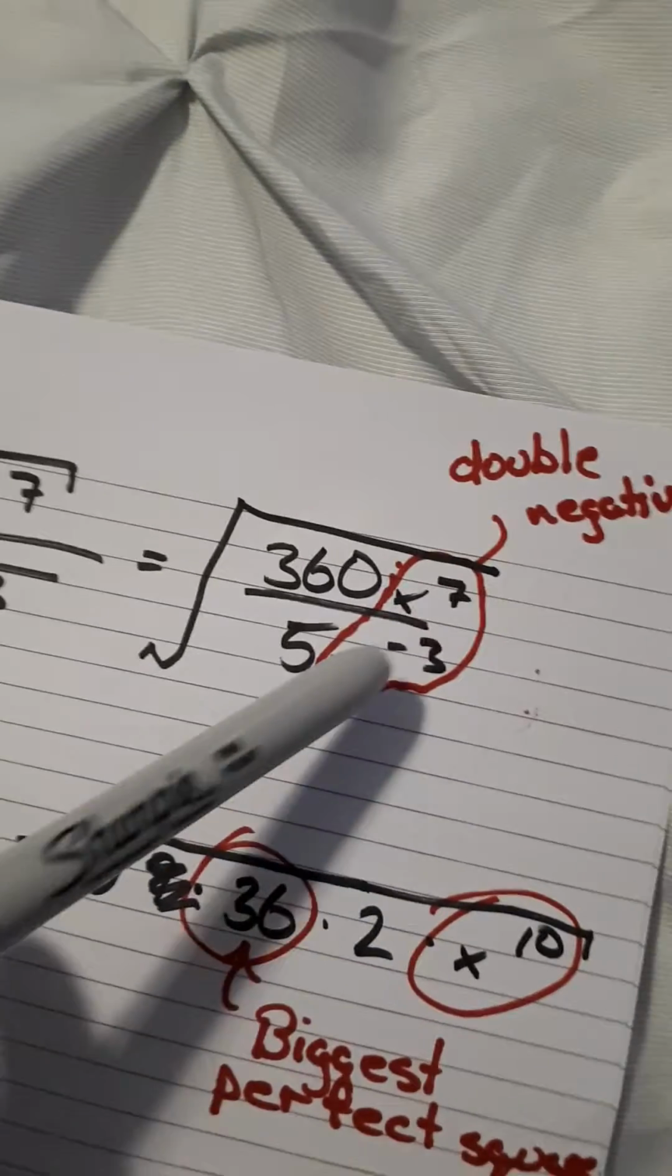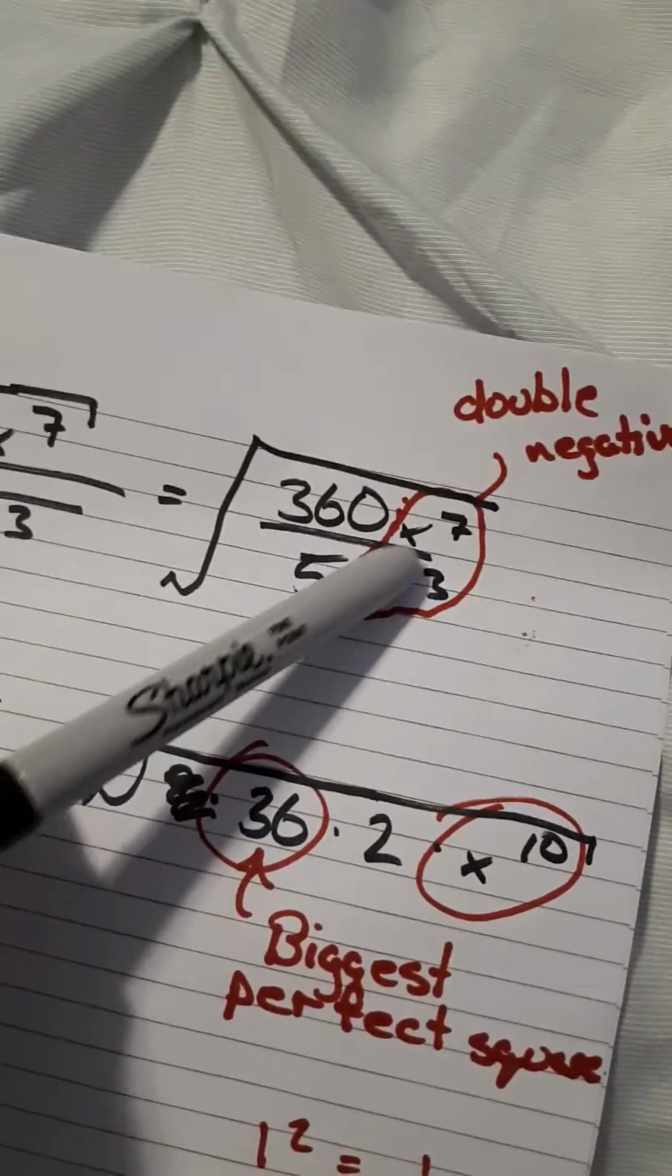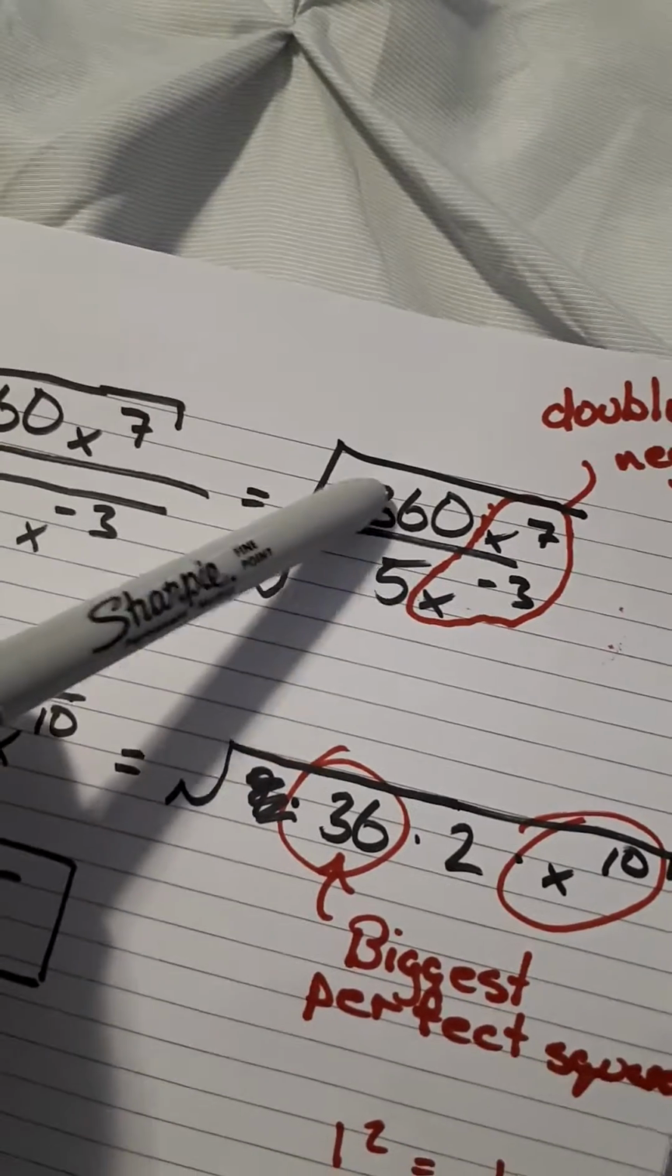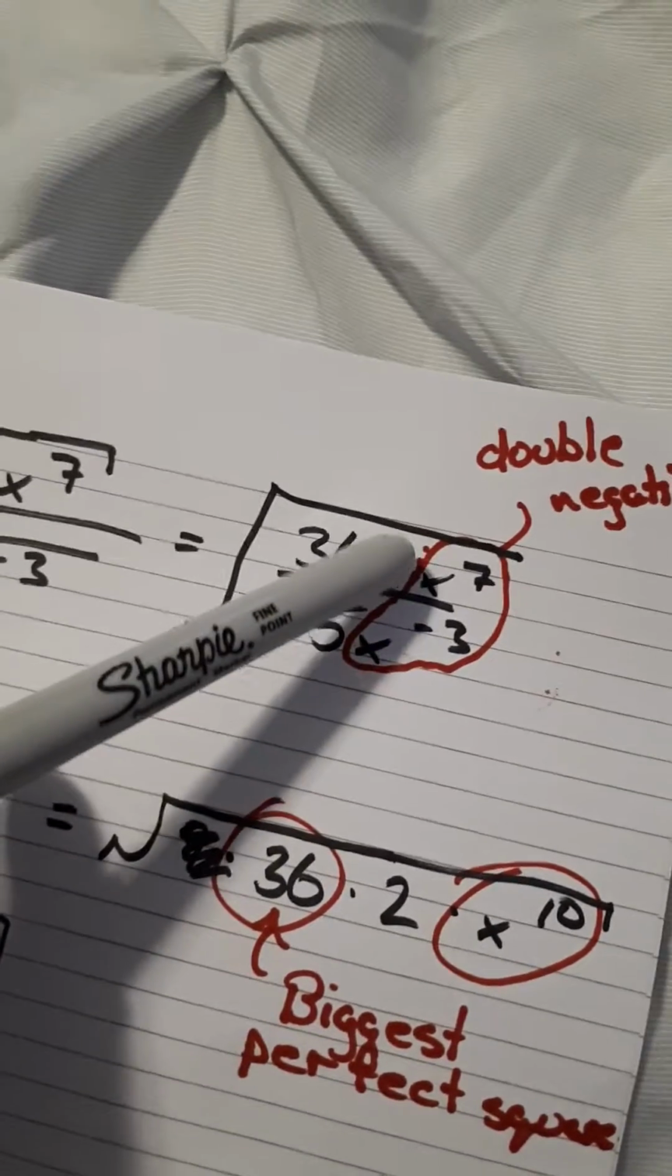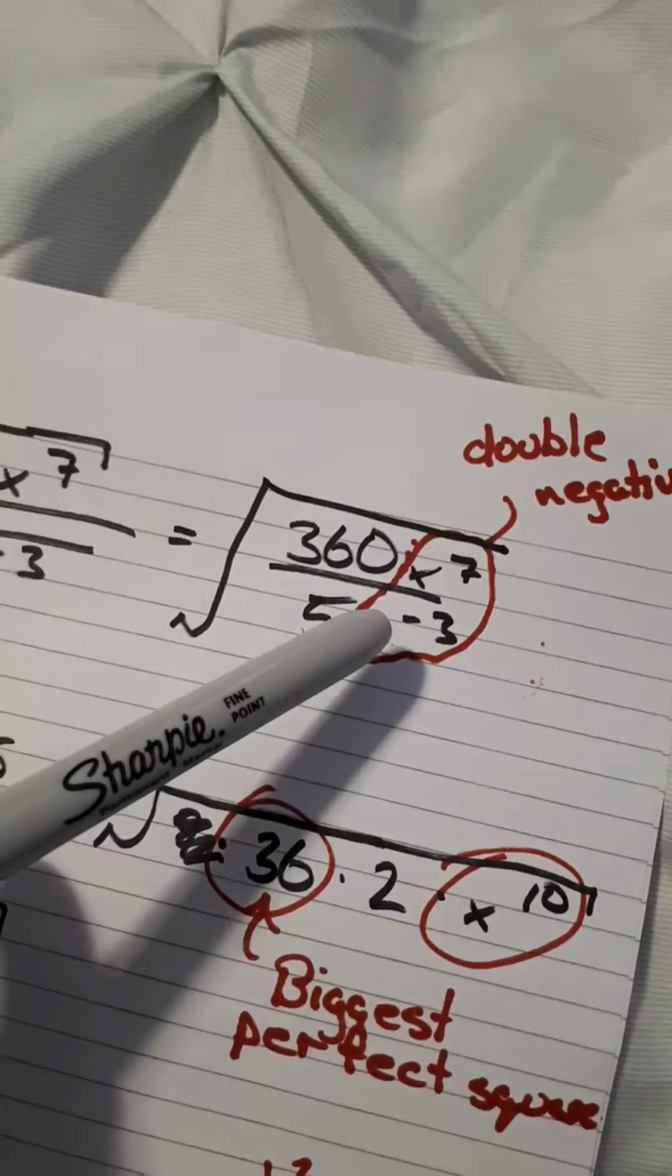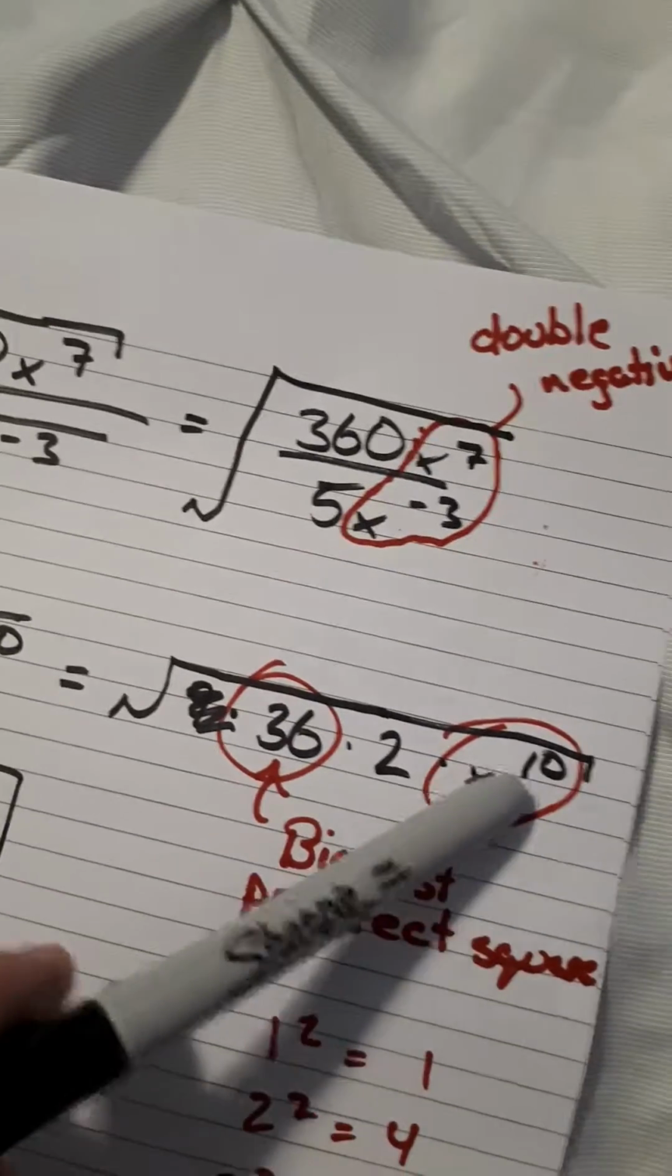And if I jump over to your problem, that's what was happening right here. Okay, you did the 360 divided by 5, that's 72. But now we have x to the 7 minus 3. So that's really x to the 10. That's where that comes from right there.